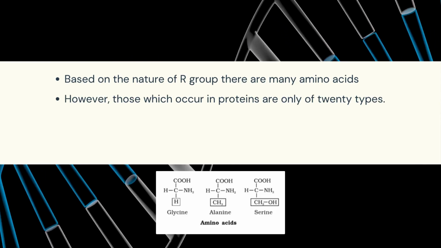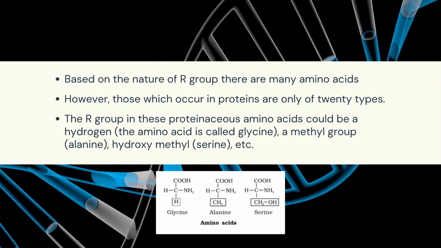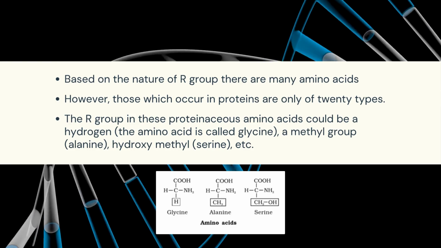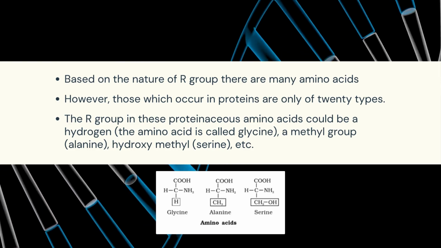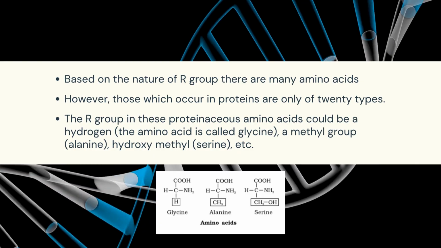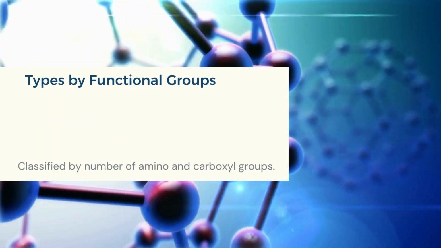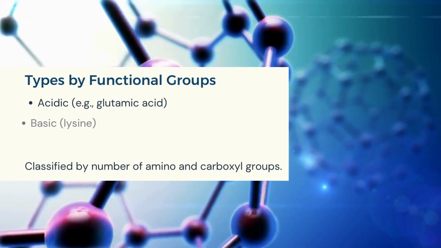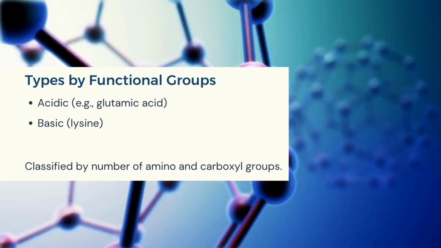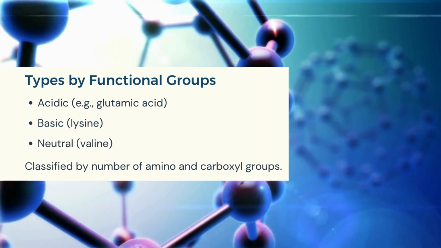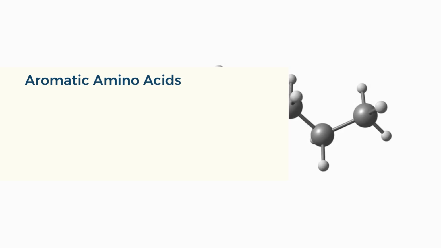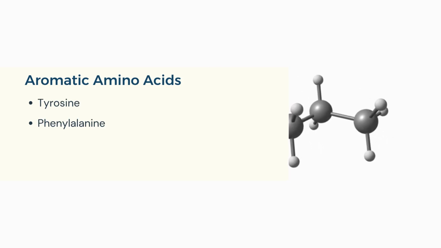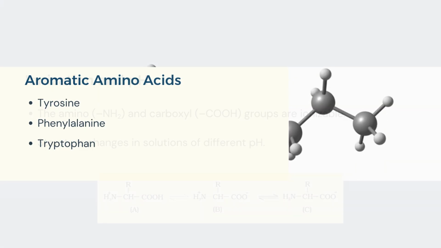However, only 20 types occur in proteins. For example, when the R group is hydrogen, it is glycine. When it is a methyl group, it is alanine. When it is a hydroxy methyl group, it is serine. Types by functional groups: acidic amino acids like glutamic acid, basic amino acids like lysine, neutral amino acids like valine. A special category is the aromatic amino acids, which include tyrosine, phenylalanine, and tryptophan, containing aromatic rings.